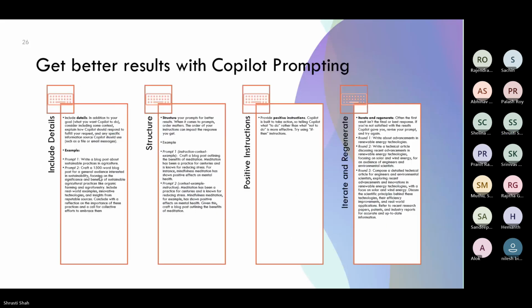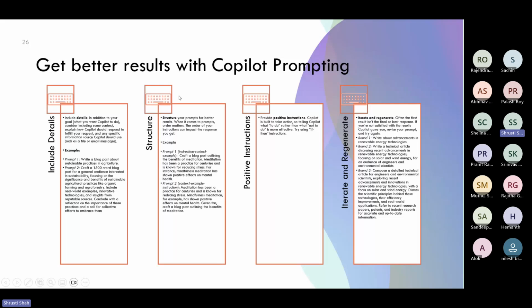Coming to the next, we talked about how we can write prompts. We need goal, expectation, and context. Source can be optional. But let's say I want to get better results with a prompt. How can I do that? If you want better results, there are ways you can get them, including adding details, creating a structure, giving positive instructions, and iterating and regenerating. These are some of the ways in which you can get better results.